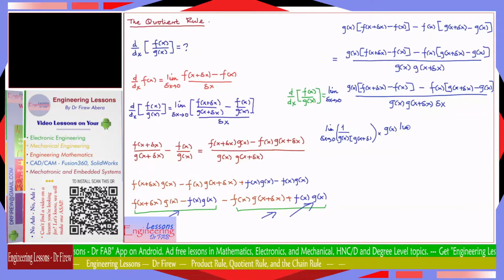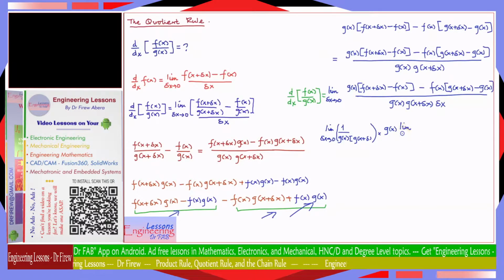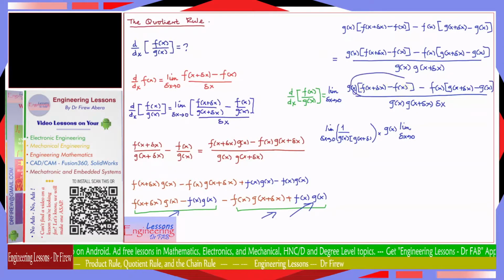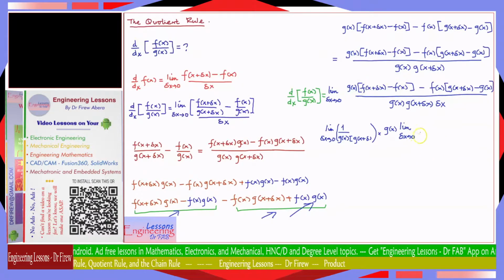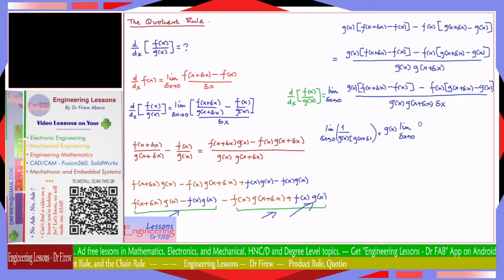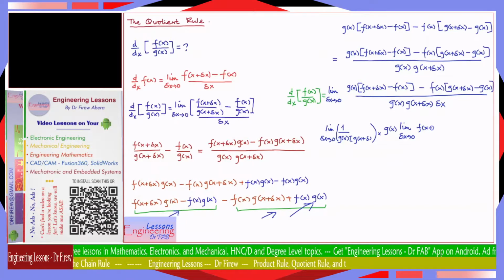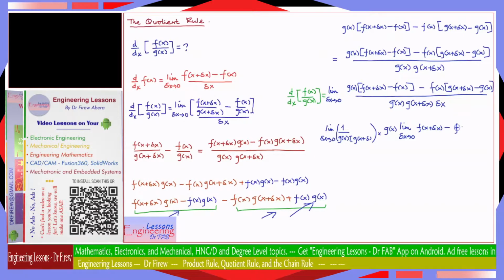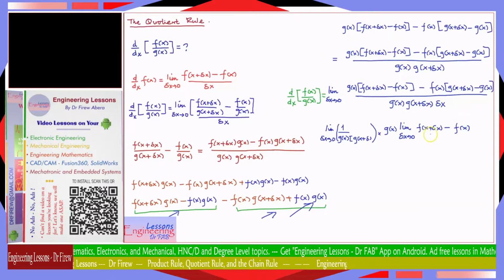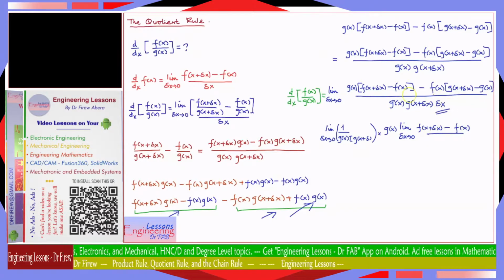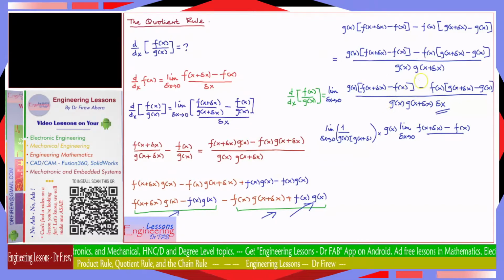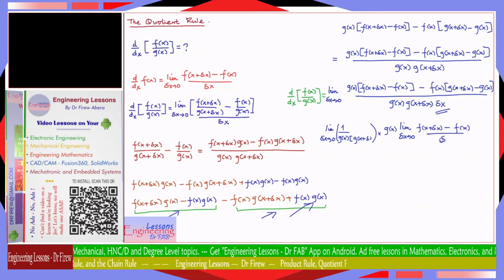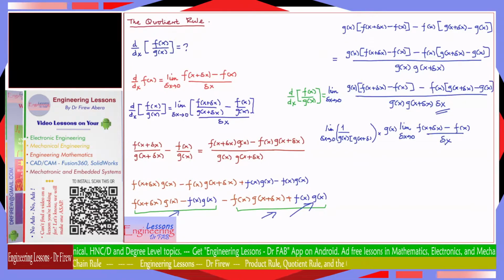times the limit as sigma x approaches 0 of the rest of the expression, which is f of x plus sigma x minus f of x, okay, over, so now that sigma x can be a denominator for both expressions. It can divide both expressions, so we can bring it here over sigma x.